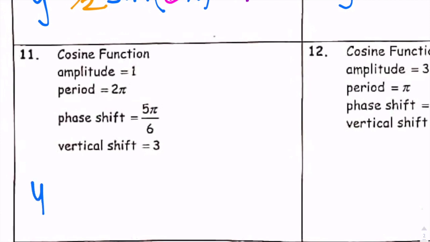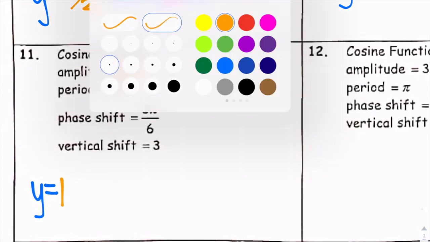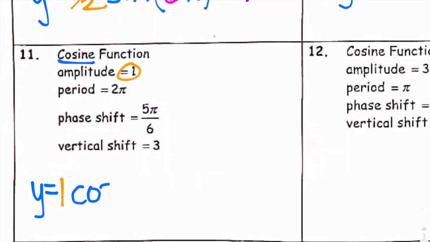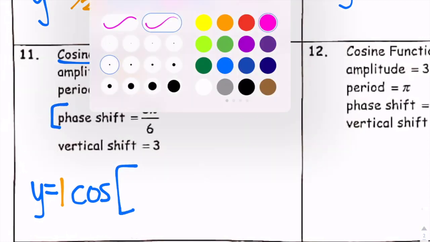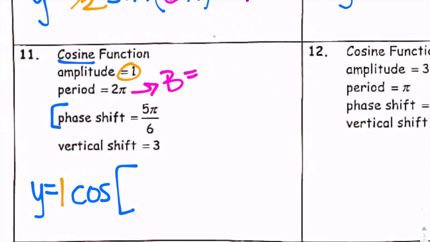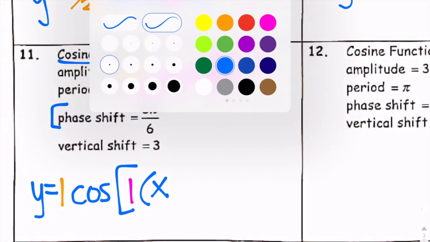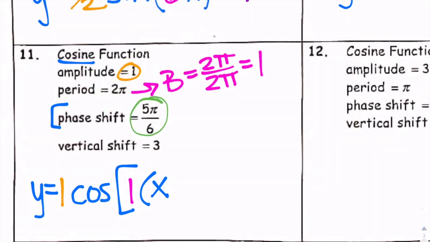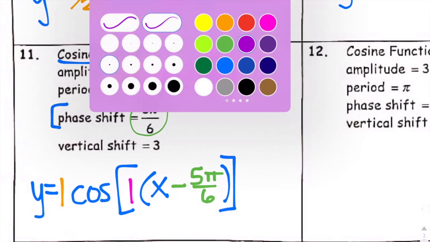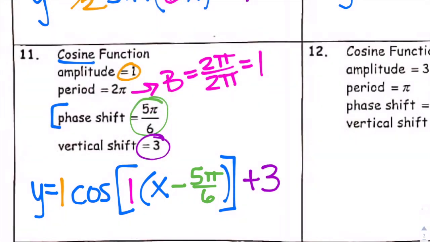All right, so here we have y equals, we have an amplitude of 1. We're using a cosine function. We have a phase shift, so we're going to do bracket. We need to find that b value. So b equals 2 pi divided by our period. So that gives us 1. And then parentheses, x. Our phase shift is the opposite of this. So since it's positive 5 pi over 6, we're going to subtract 5 pi over 6. Close parentheses, close bracket. And then we have a vertical shift of 3, so we need to add 3 on the end.